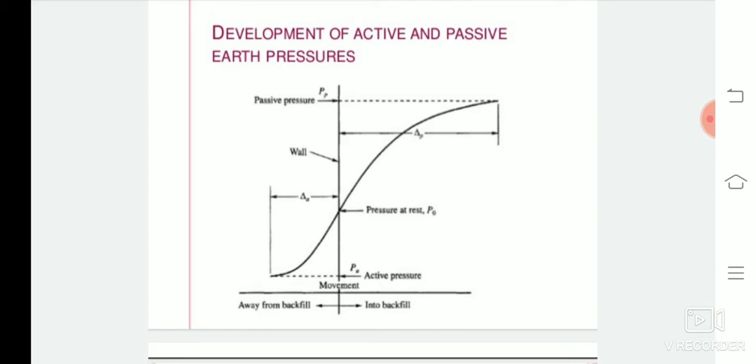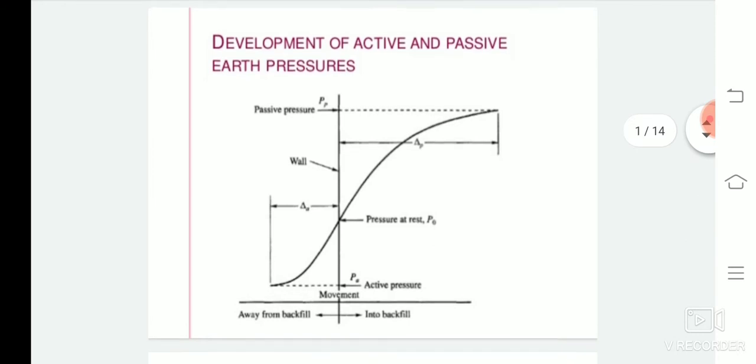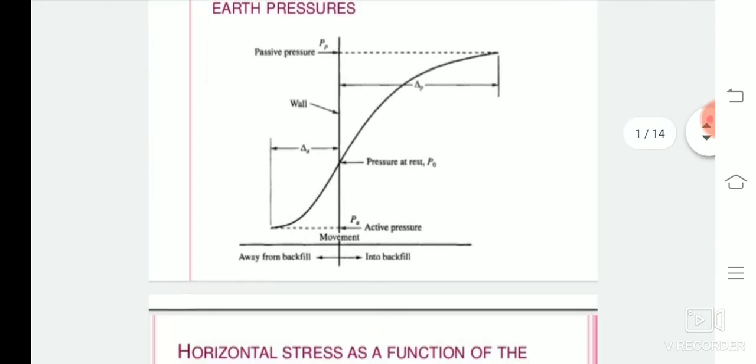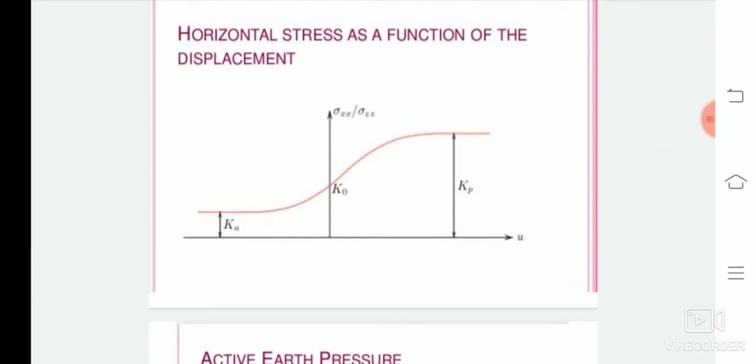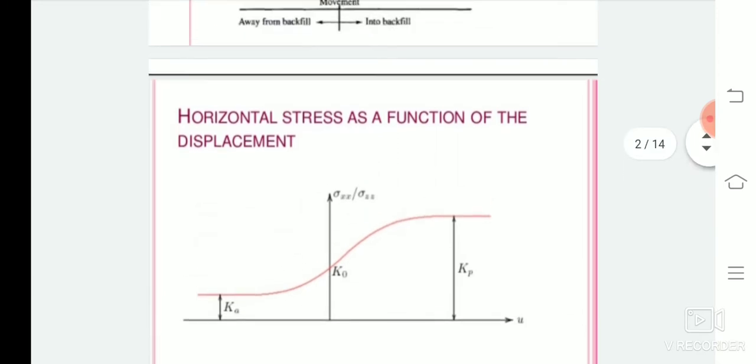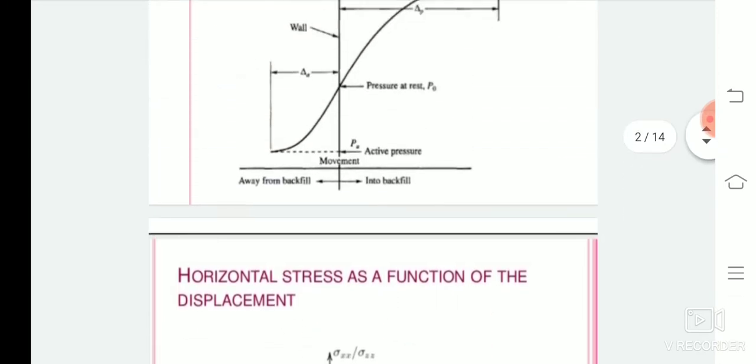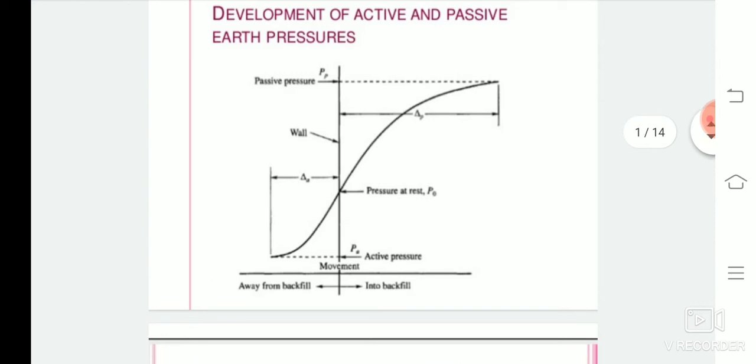Normally, the magnitude of the lateral earth pressure depends upon the movement of the retaining wall relative to the backfill and upon the nature of the soil. This figure shows the variation of the lateral earth pressure with movement of the retaining wall. And the next figure shows the variation of the coefficients of earth pressure, that is Ka and Kp, with the horizontal strain. So the center point indicates the earth pressure at rest.